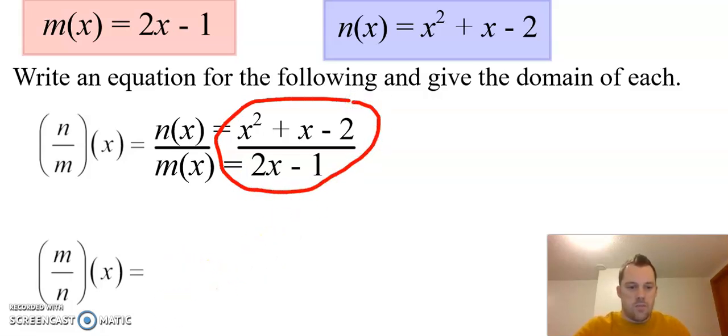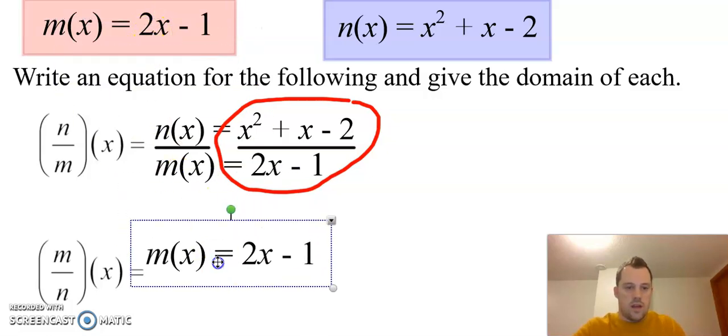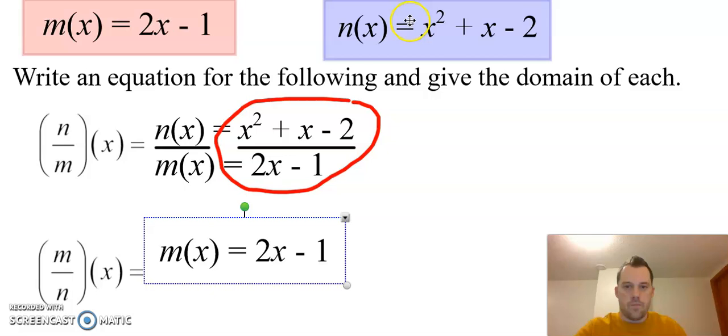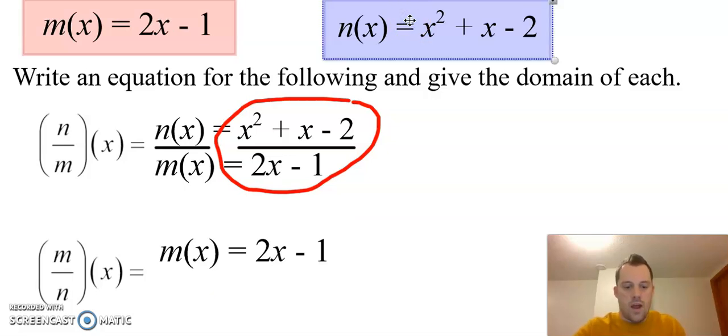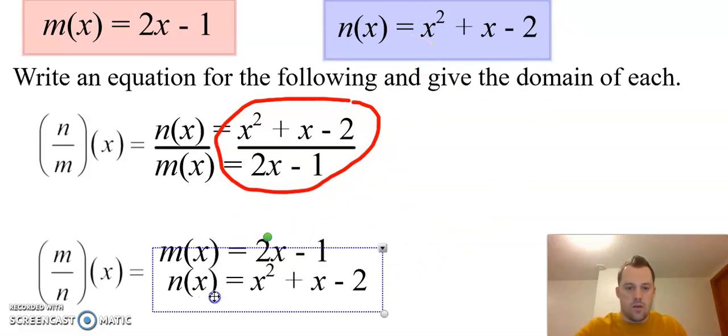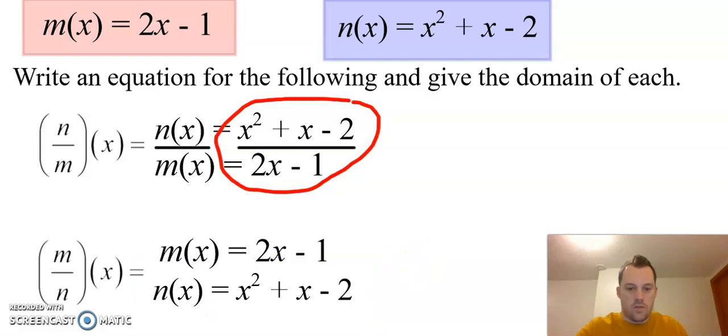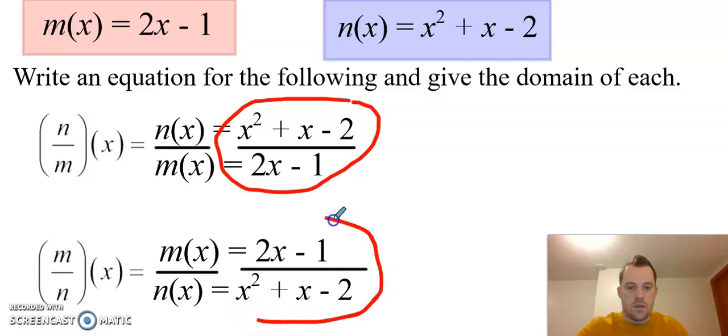So then if I do the same thing with m of x over n of x, well, again, I know that I can't factor these to cancel anything out. So I'm just going to end up with the same thing, only our rational is going to be flipped around, right? So we end up with m of x over n of x equal to 2x minus 1 over x squared plus x minus 2.